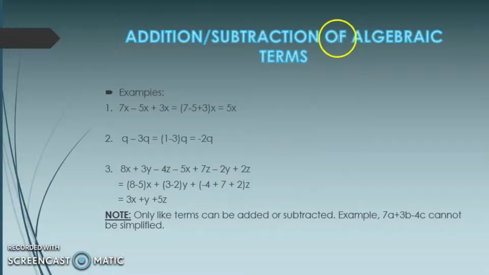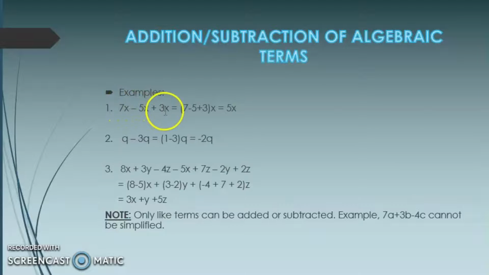Moving on to addition or subtraction of algebraic terms. Now, an expression consisting of like terms can be reduced to a single term by adding or subtracting the numerical coefficients together. For instance, example 1.